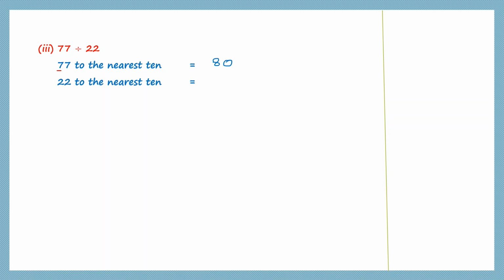Now 22 to the nearest 10. In the tens place we have 2. To the right we have a digit less than 5. So 2 will remain the same, followed by a 0. So the quotient will be 80 divided by 20.